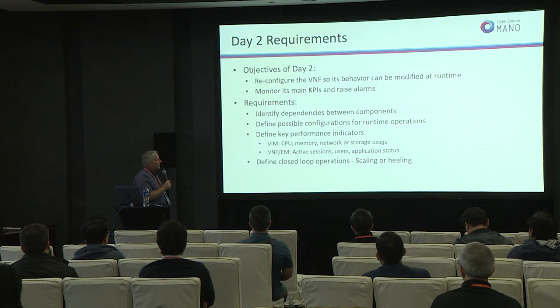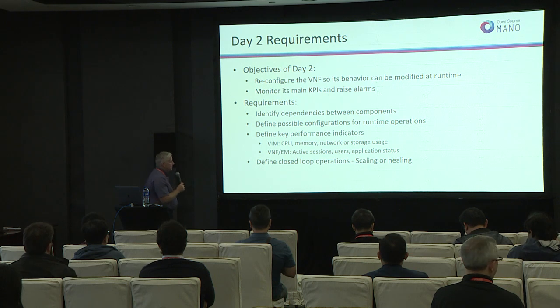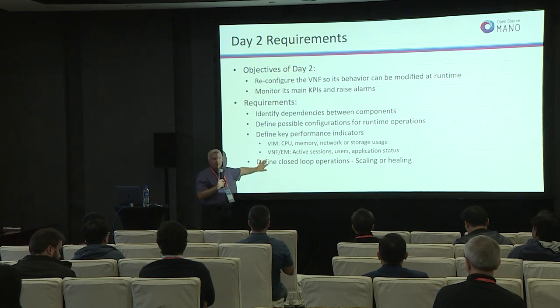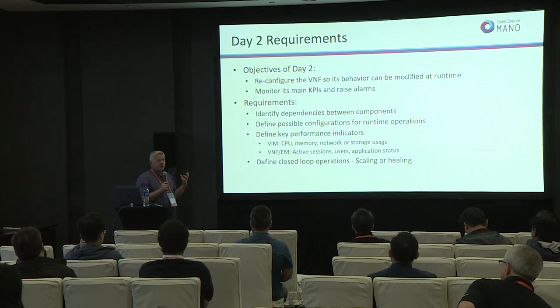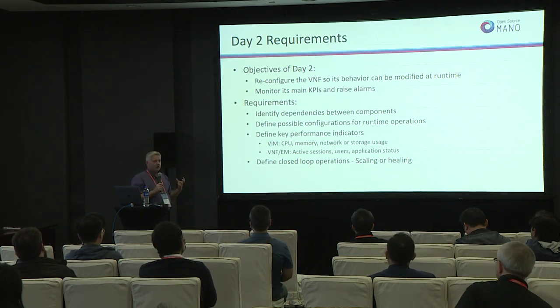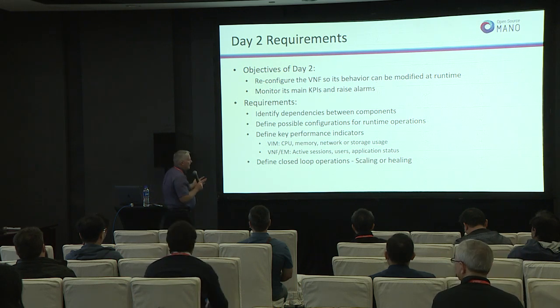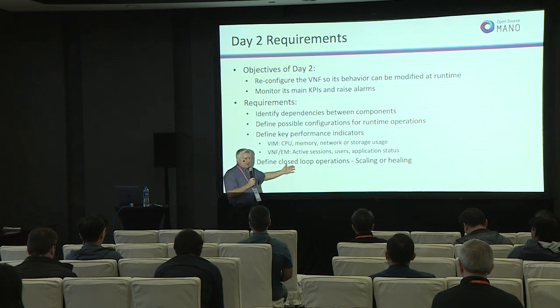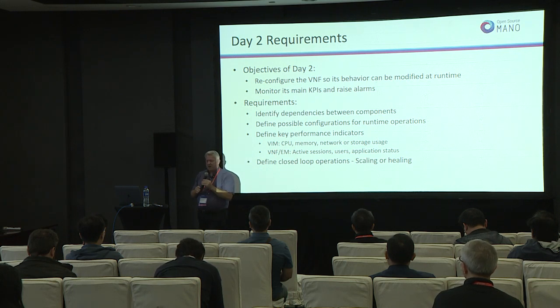Figure out what different configurations for the runtime operations you might have, and as well, figure out what metrics you want to collect from your VNF. As well, you're going to want to define if you've got any closed loop operations in terms of scaling or healing. This is the time to think about them. What does it mean at production time, at runtime, when this is already ready, going, and executing? If I want to scale out, tying back to the dependencies, what are the things that need to be affected in order for me to scale out?